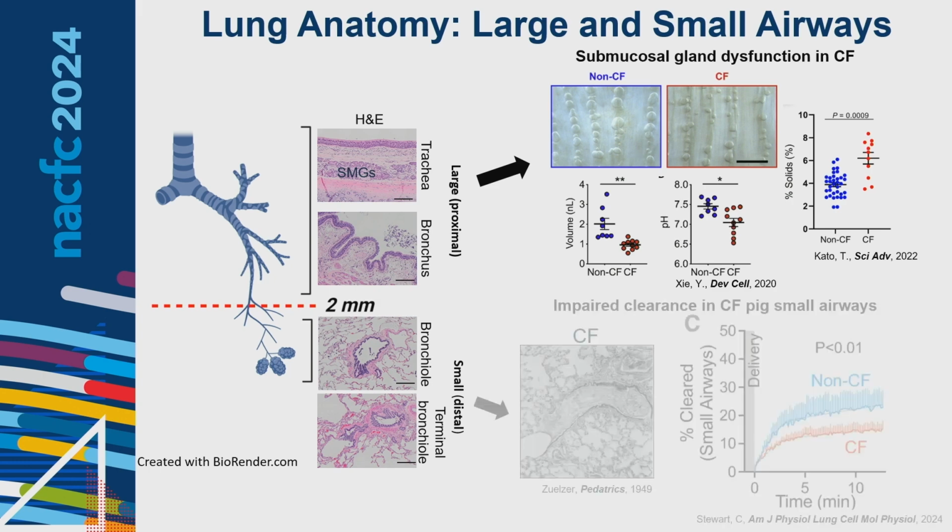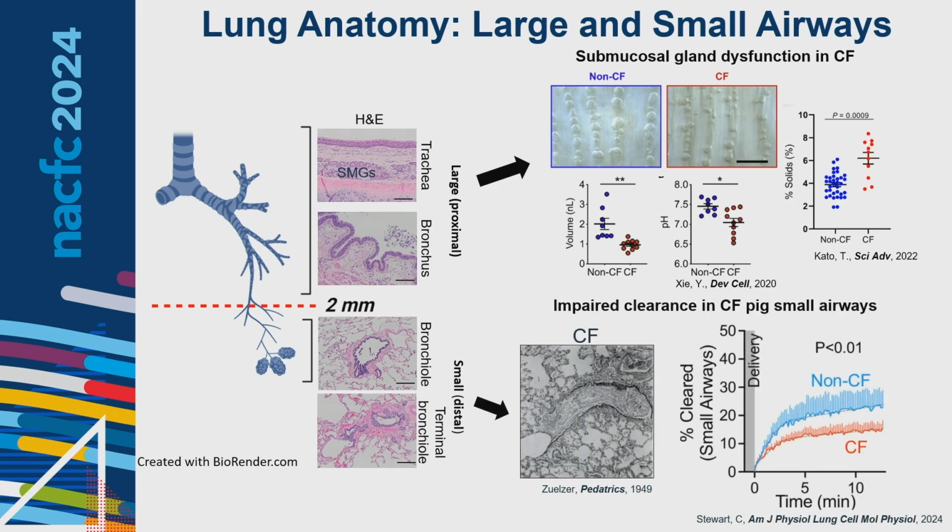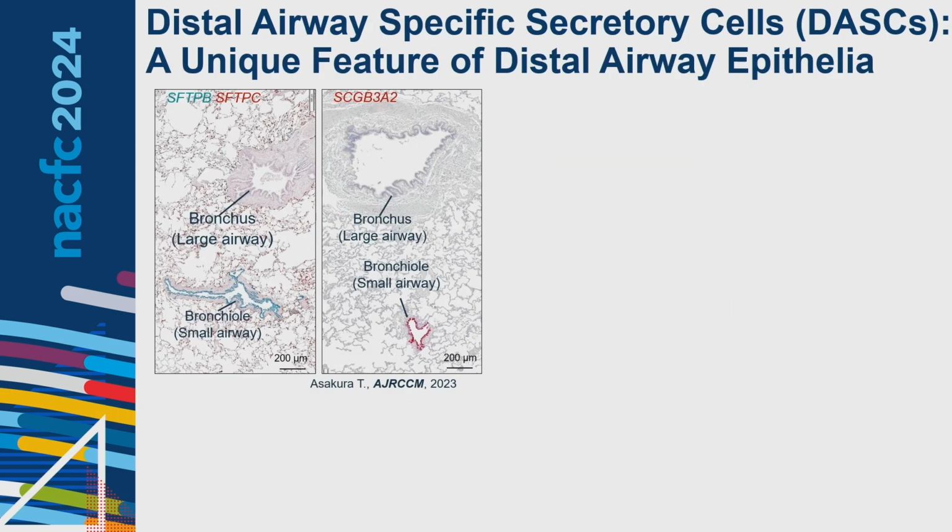On the other hand, our small airways are a site of muco-obstruction, and a recent study from the Iowa group shows decreased mucociliary clearance in CF pig small airways. We are interested in the small airways today, and previous research has identified a specific cell type within the distal airway epithelia. We refer to these cells as distal airway specific secretory cells, or DAS. They have gene markers such as SFTPB and SCGB3A2. As you see in the histology staining, there's only expression of these genes in the bronchioles, not in the bronchus.